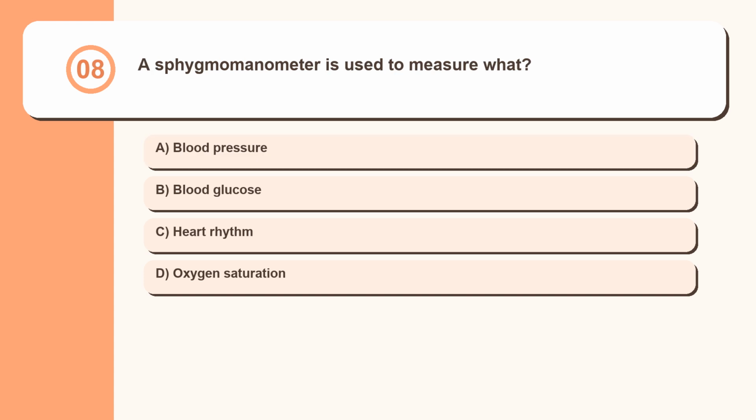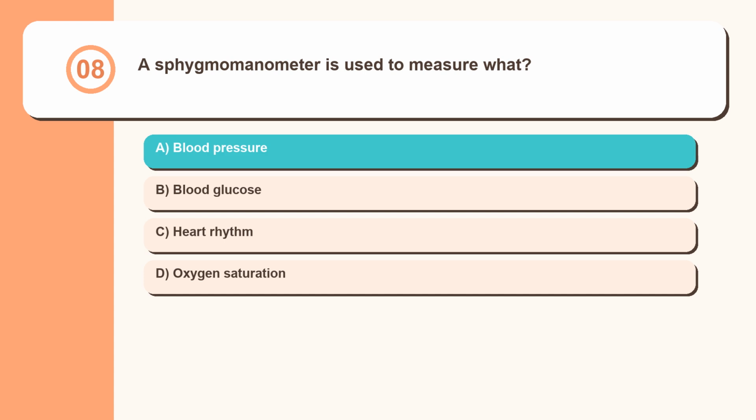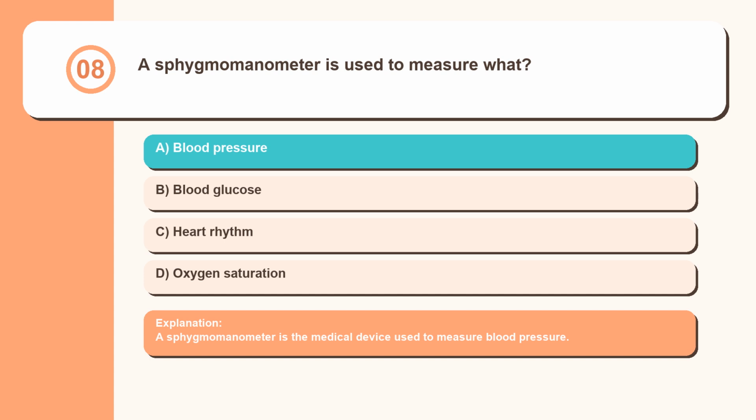Question 8. A sphygmomanometer is used to measure what? Blood pressure, blood glucose, heart rhythm, oxygen saturation. A sphygmomanometer is the medical device used to measure blood pressure.